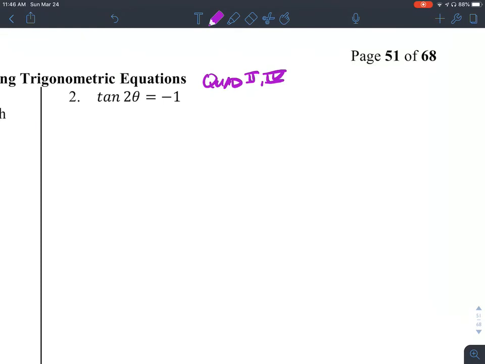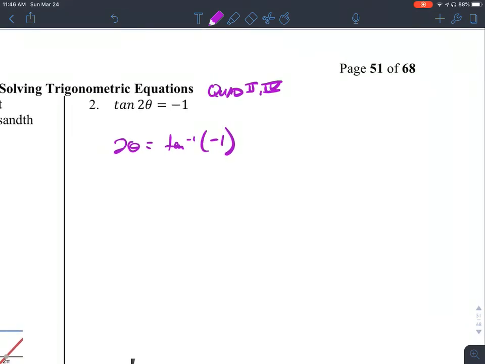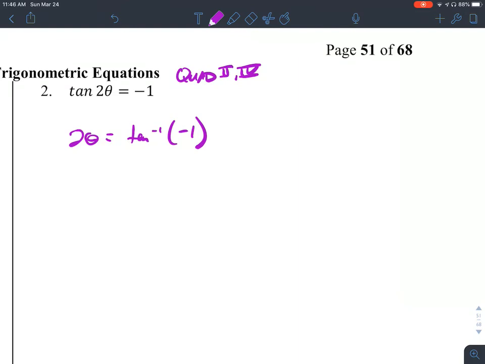So we know that's going to happen in those quadrants. So step 1, figure out what quadrants they're going to fall into. Step 2, get 2 theta by itself. So 2 theta is going to be tangent inverse of negative 1. Well, when is tangent of an angle equivalent to negative 1?